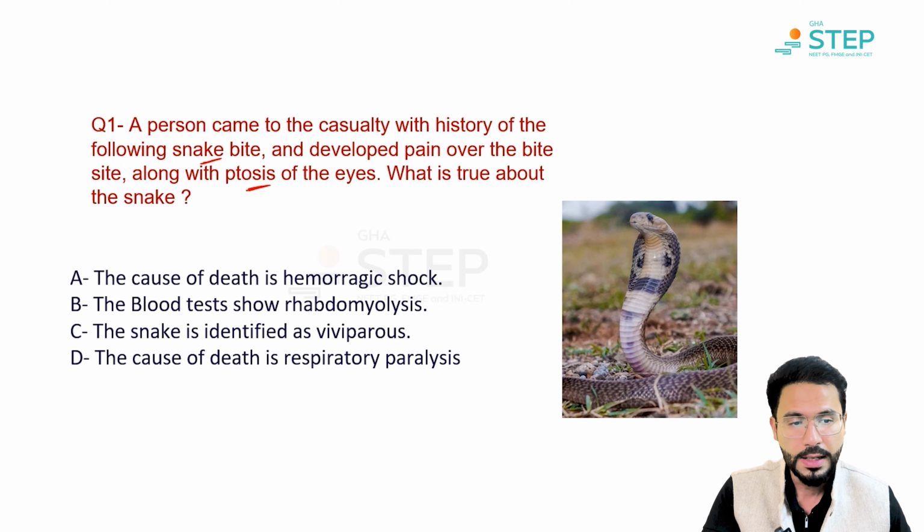Now you need a question which has an image like this. Identify the snake. The identification is based on this hood present over here. Then we have this spectacle mark present over here. So obviously this is a cobra. Now we have to look at the options. The cause of death is hemorrhagic shock. The blood tests show rhabdomyolysis. The snake is identified as viviparous. The cause of death is respiratory paralysis.